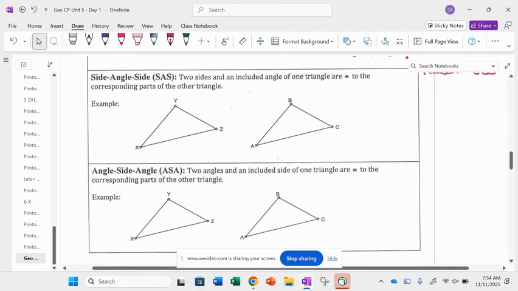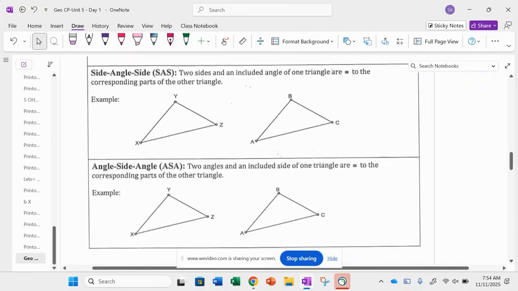Okay, the next way to prove triangles congruent is called side angle side. Now, here's the thing. It can't just be any two sides and any one angle. The angle has to be sandwiched between the two sides, or those two sides have to come together to make the angle. So what do I mean by that?